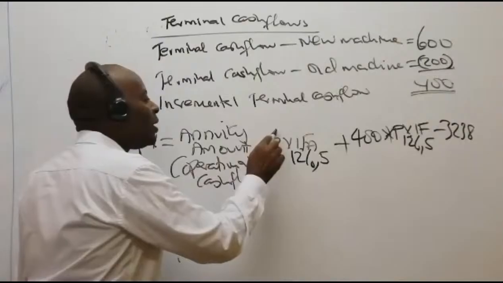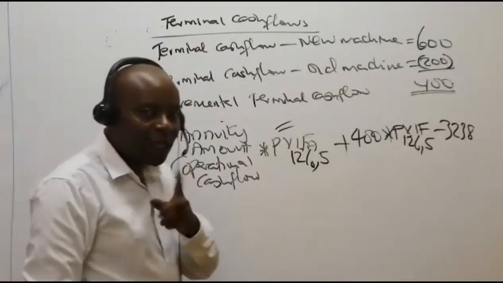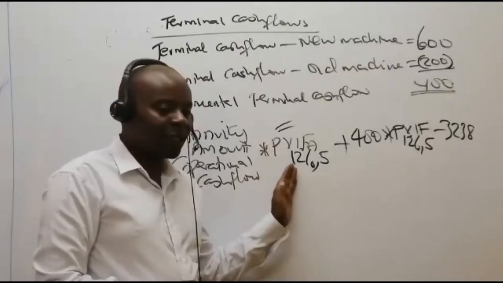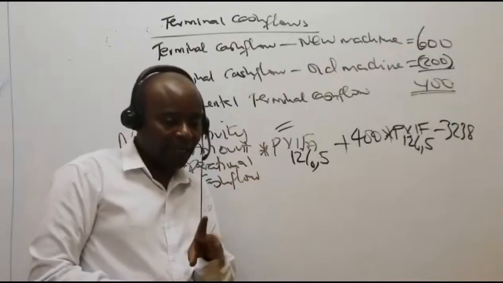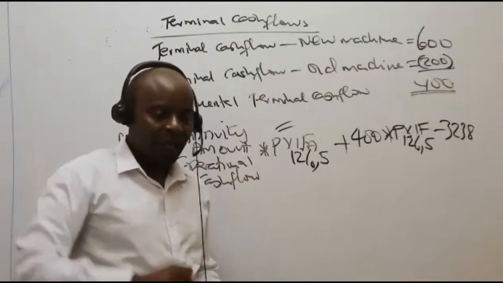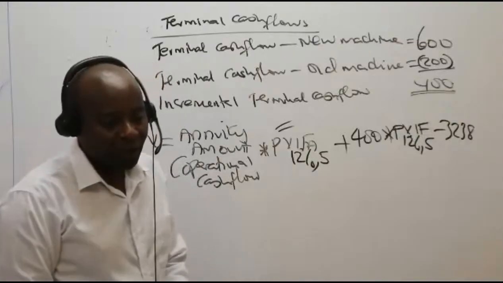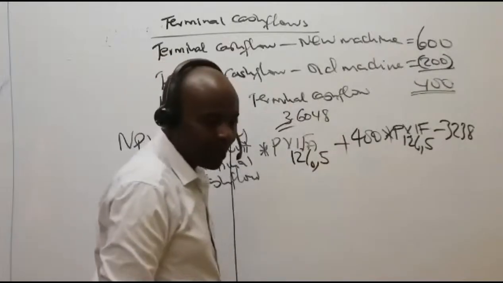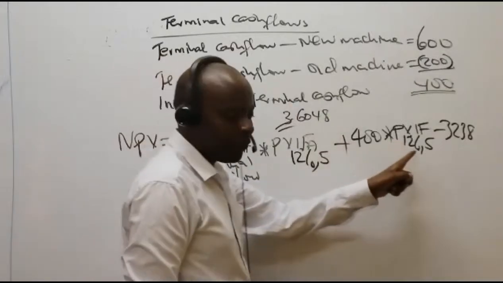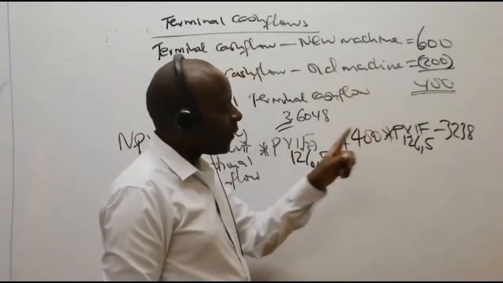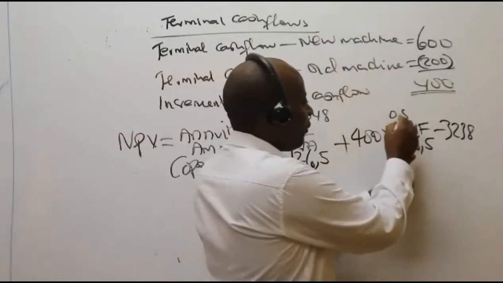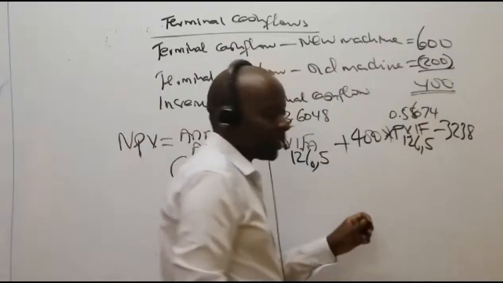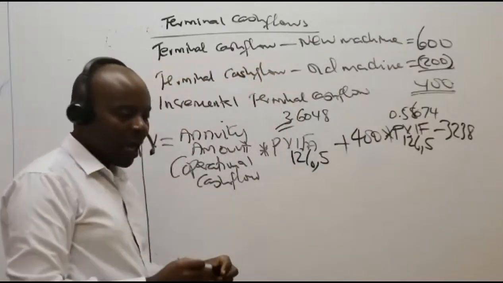Before I write this, I know you students have got tables. Go to an annuity table and read the PV for 12%, 5 years. Don't use the formula. The annuity table gives 3.6048. For PVF, the lump sums table at 12%, 5 years, it is 0.5674.